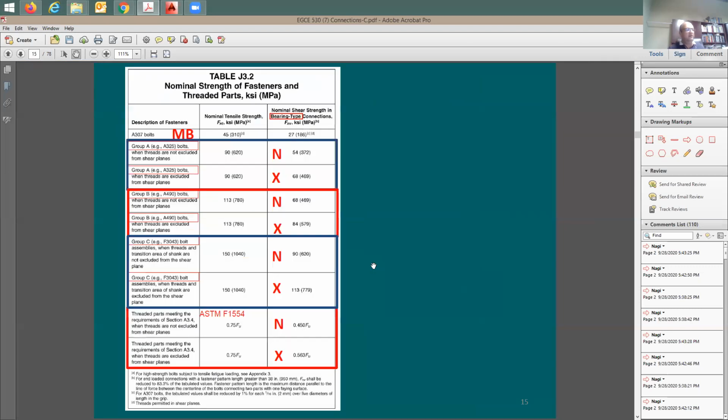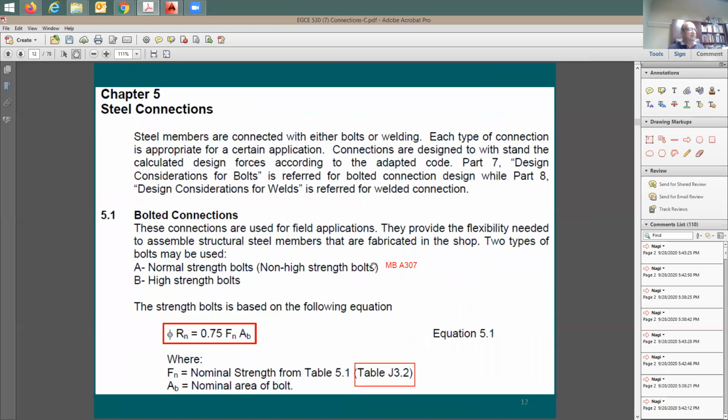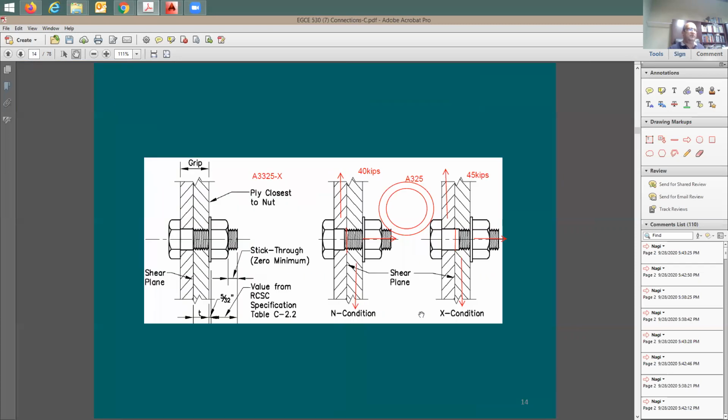I'm going to take you back here, a few slides. I'm going to take you to this equation. When you look at this equation, it says nominal strength. It doesn't say shear or tension. So this applies here for both. And this 0.75, which is a phi factor, applies for tension and for shear. So it doesn't matter what type of force. That's what we're talking about here.